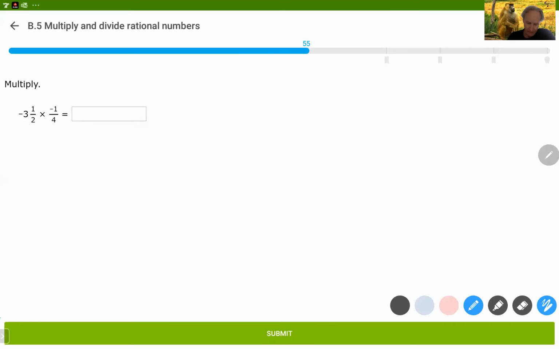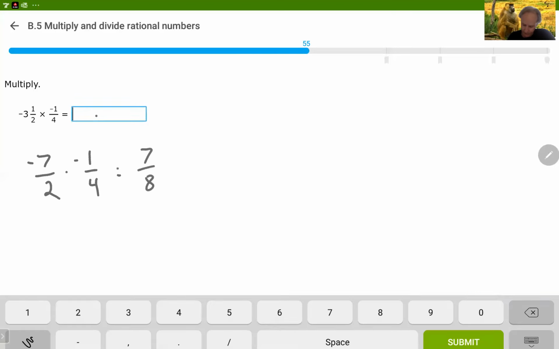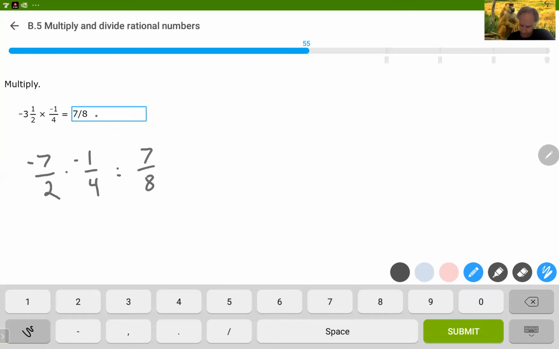Now we've got some negatives here. Again, 3 times 2 is 6, plus 1 is 7. Negative 7 over 2 is the same as negative 3.5. And I'm multiplying that by negative 1/4. And we get 7 over 8. And if you like decimals, you can change it to a decimal, or you can just leave it as 7 over 8.